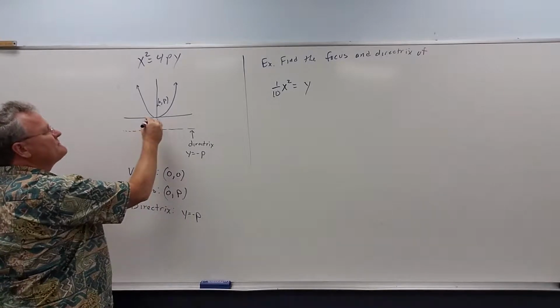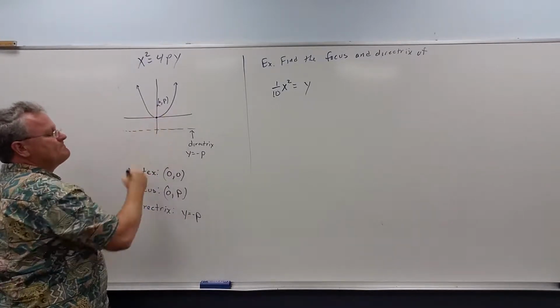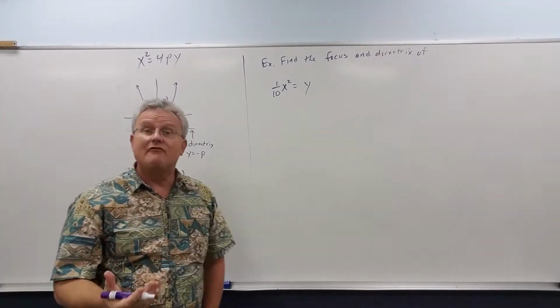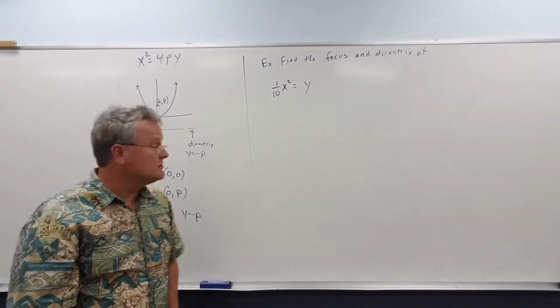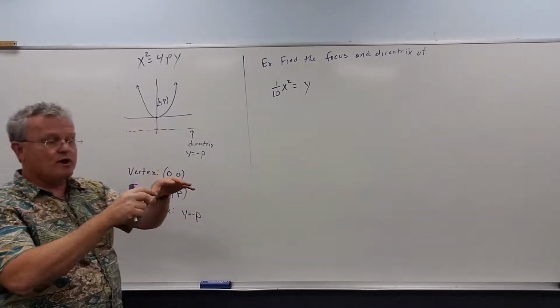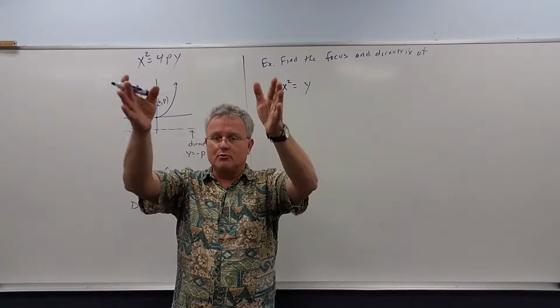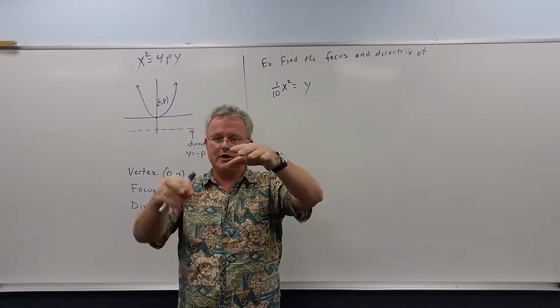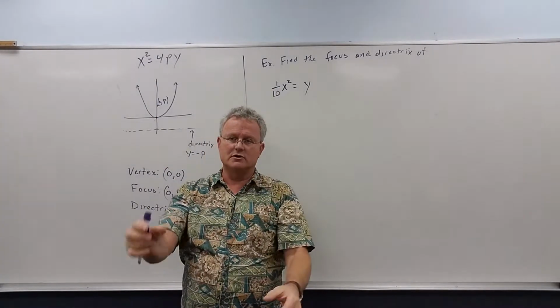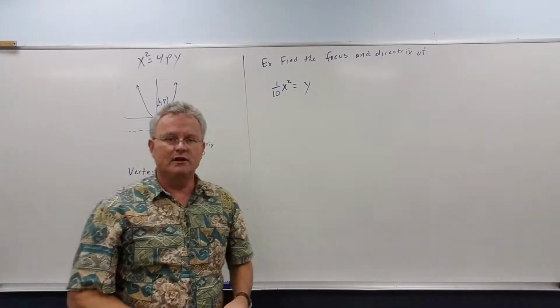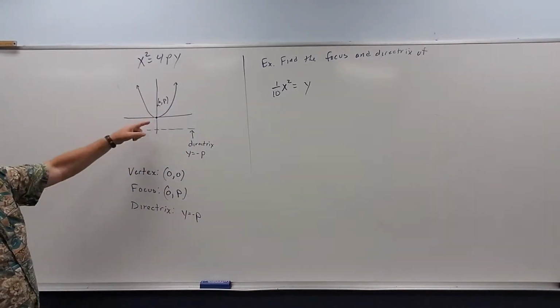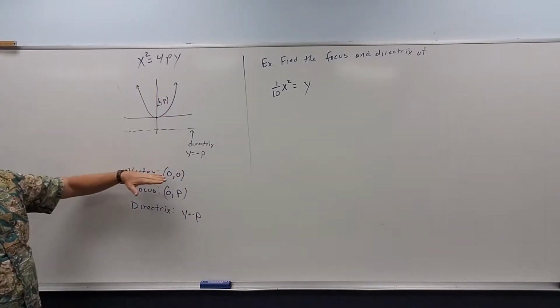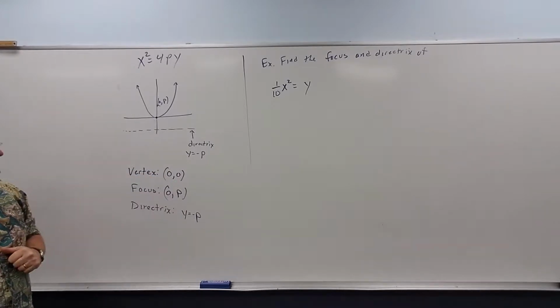We talked about the vertex when we studied quadratic functions earlier. The vertex is the point where, if the graph opens upward, it's the bottommost point. If it opens downward, the vertex is the point at the very top. So that's the vertex. In these problems, the vertex is at the origin.